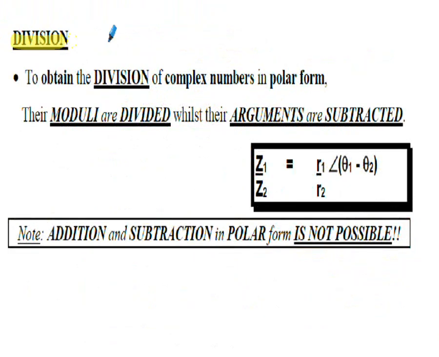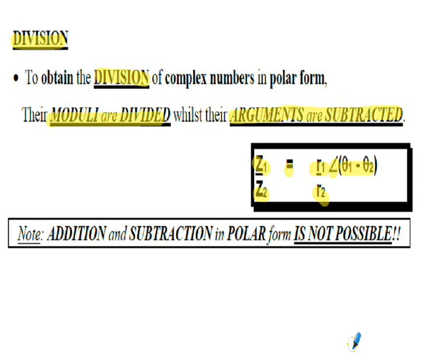To undertake division in polar form, that can again be shown to be a very simple process compared to Cartesian form. With division in polar form, we simply divide the moduli and we subtract the arguments. So if we were dividing complex numbers z1, z2 on the previous slide, z1 divided by z2 would equal the moduli divided, so r1 divided by r2, and the arguments are subtracted, so it's theta 1 take away theta 2.